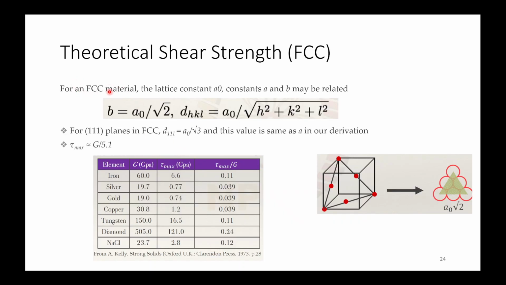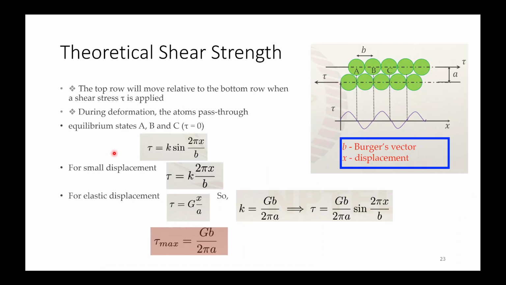Now for an FCC material, the lattice constant a0, constants a and b may be related. For FCC it will be different. So you can calculate b based on a0, and then you put in the value, and it will be G upon 5.1. And for simple cubic it will be different, it will be G upon 2 pi.